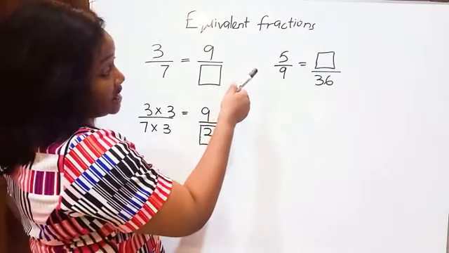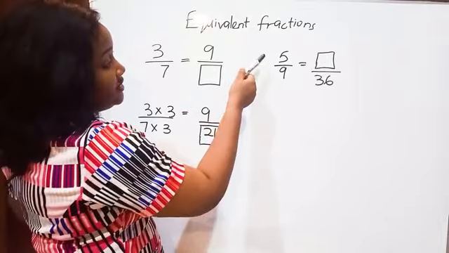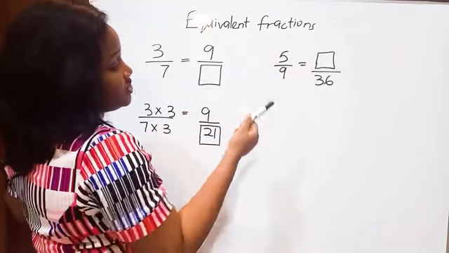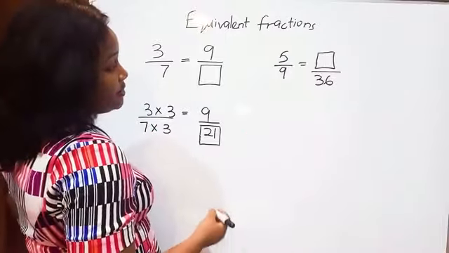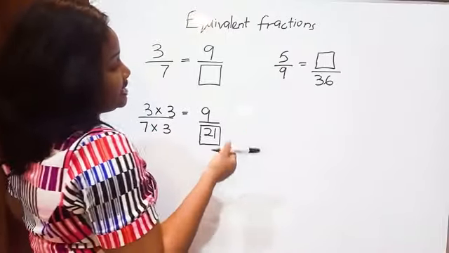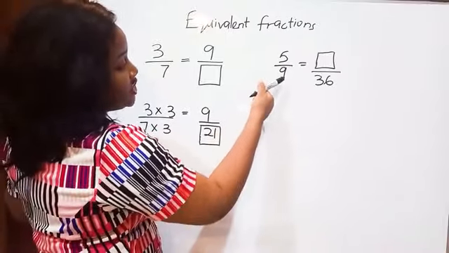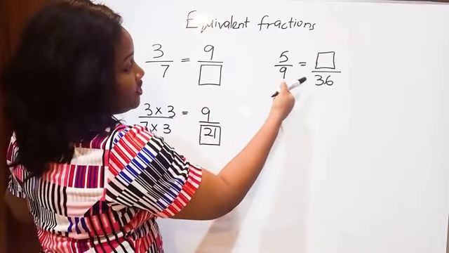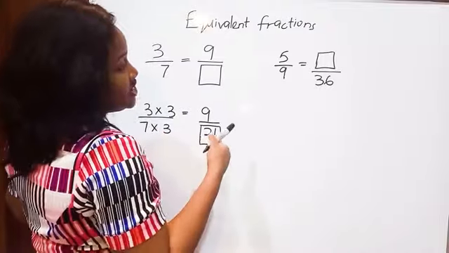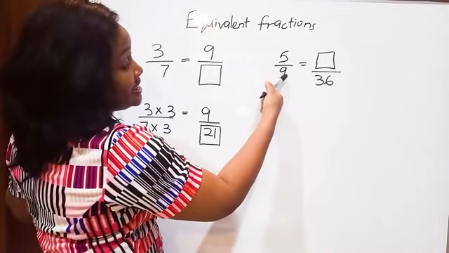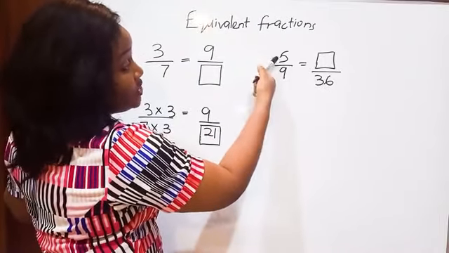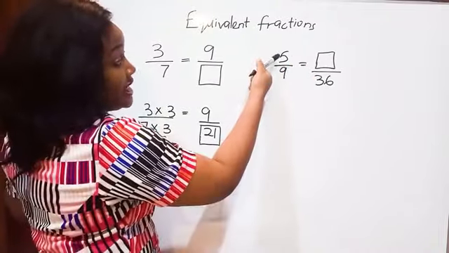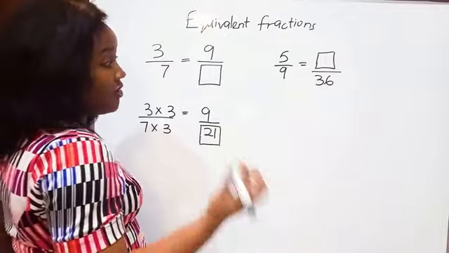Given a problem like this to solve, 5 over 9 equals box over 36. So we are trying to find out what should be in the box. Okay? And we know that the relationship between 9 and 36 is that 9 times 4 gives us 36. So as 9 has been multiplied to give 36, we need to get the numerator the same way. So we multiply 5 by 4.